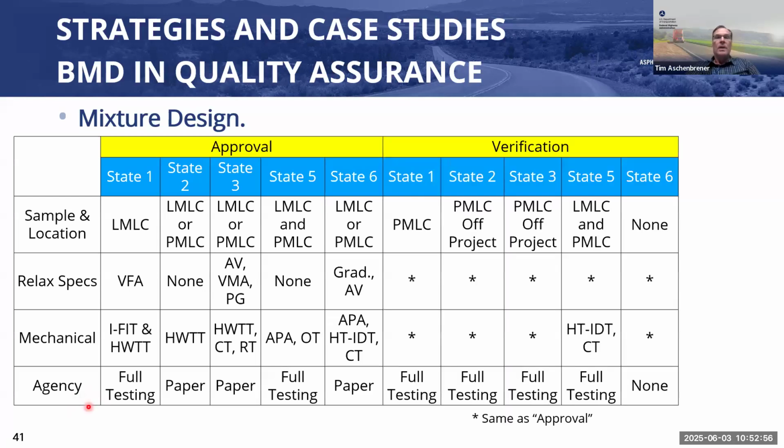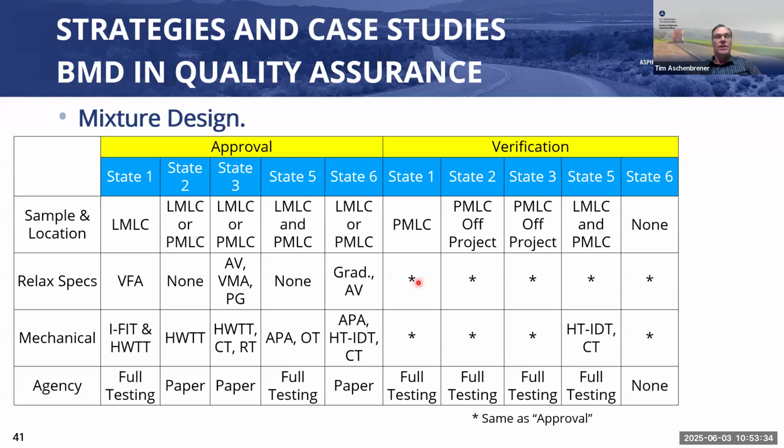So as we go to verification now, verifications from the plant, we're now starting to see the strong trends where states are using that plant mixed lab compacted material. Two of the states require that material to be off the project. Maybe it could be on the shoulder, or maybe it could be mixed from a different state project or a commercial project. Again, state 5 is using the lab mixed lab compacted for volumetric and the plant mixed lab compacted for mechanical. And I'll talk about state 6 in a little while.